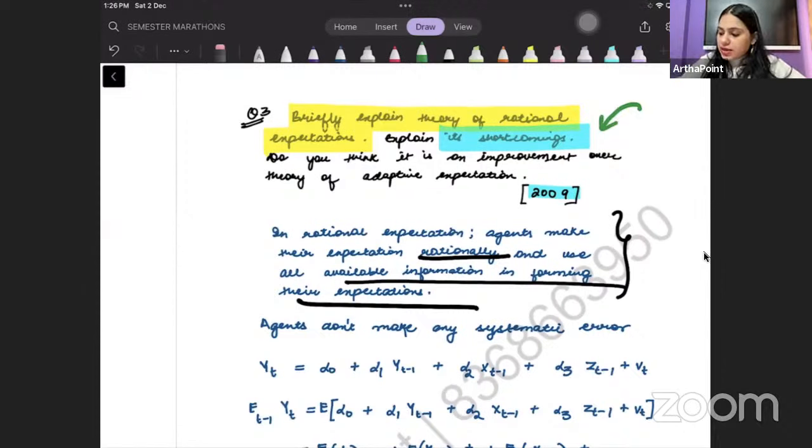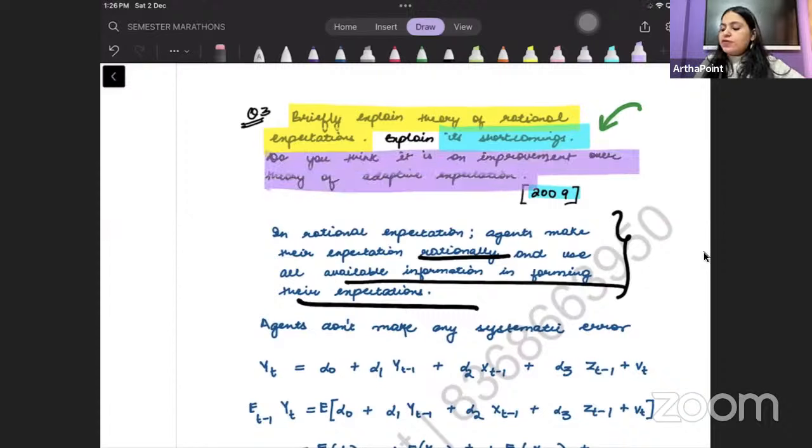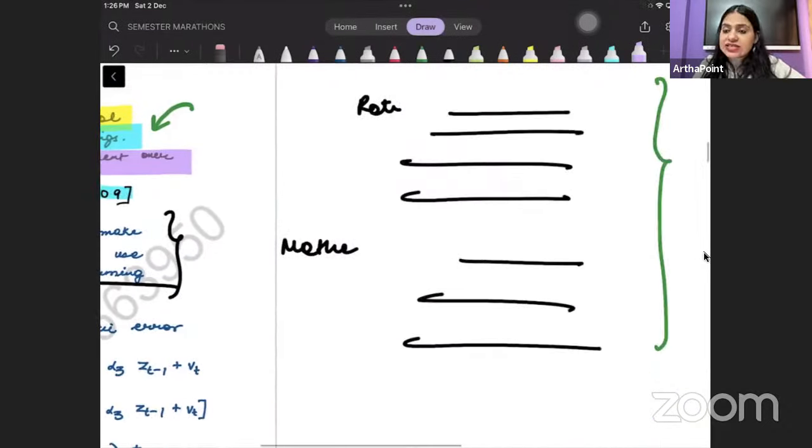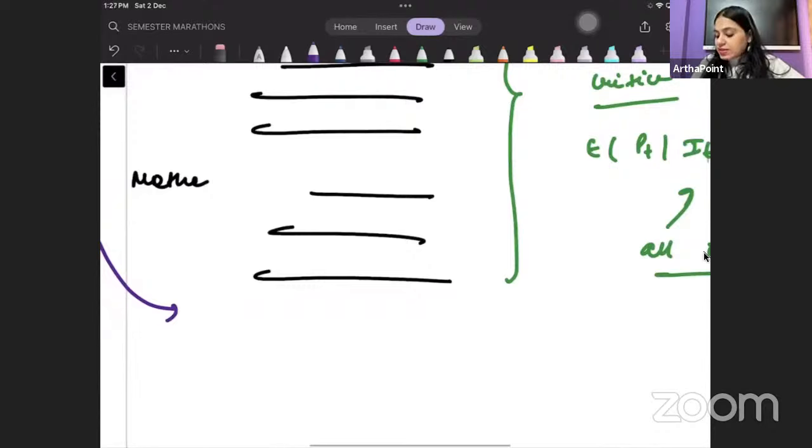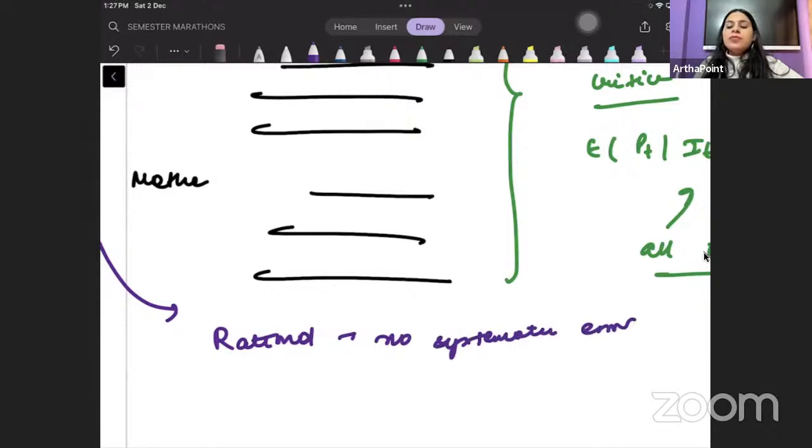Now the third part. It says, do you think it is important over the theory of adaptive expectation? क्या आपको लगता है कि rational expectation adaptive से better है? Yes. Then you will contrast and you will explain. क्या explain करेंगे इसमें हम? We will say that in rational expectation there is no systematic error. कोई भी systematic error नहीं होता है.